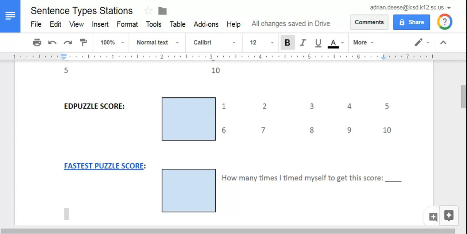So to get this started, we're going to look at a Schmoop video that is going to cover 3 of the 4 sentence types. The one sentence type that won't be mentioned is the compound complex, which we will talk about at the end of the video.